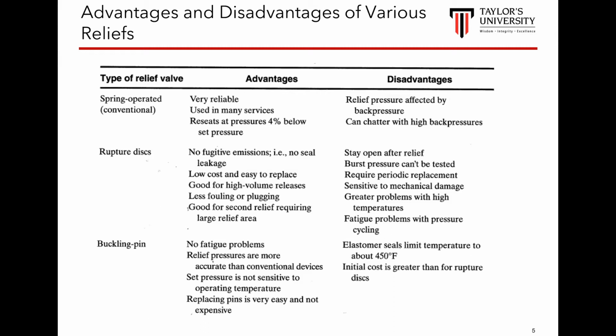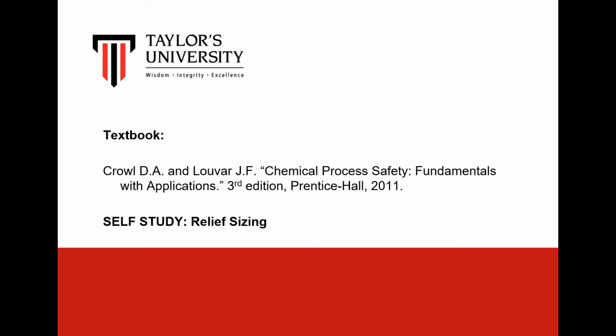But the disadvantage is that it is only one use, meaning it stays open after relief, and you can't test to see if it is functioning or not at burst pressure, meaning once it is used, it's done. You can't reuse it. And rupture discs are often used for corrosive systems, so you need to have periodic replacement. And because the metal layer is very thin, it is sensitive to mechanical damage. So if you have a knock or something, it is gone. Okay, so that's about the advantages and disadvantages. So with that, that's about it.